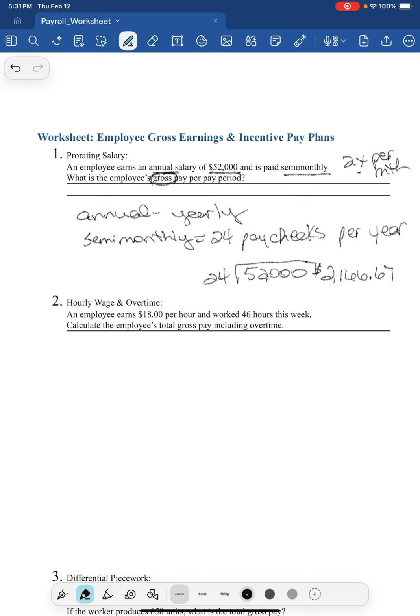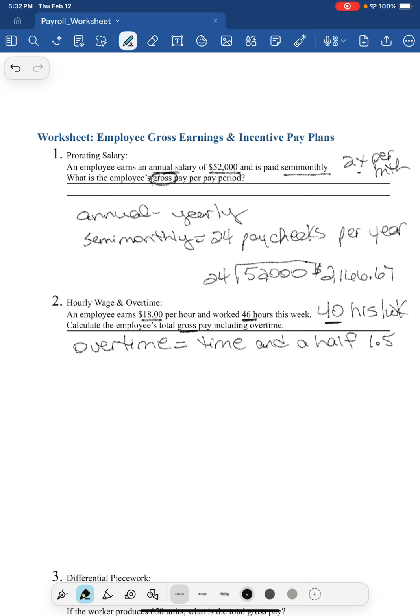Okay, now we go to a question about overtime. There are laws that say if a person works more than 40 hours a week, then they have to be paid overtime. This is the maximum amount a person can work for regular pay. So if they make $18 an hour and they work 46 hours, we need to calculate their gross pay, including overtime. Now, overtime is equal to time, we say time and a half, or 1.5 of the pay that they make.